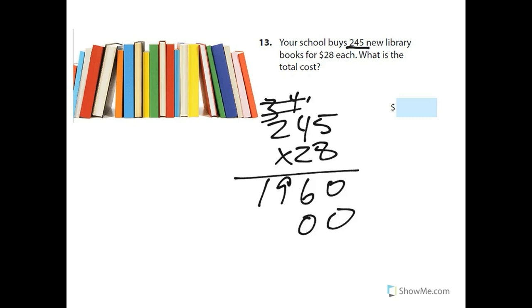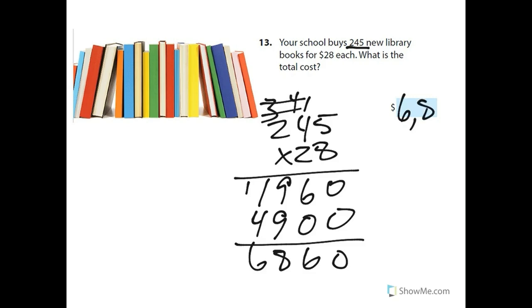2 times 5 is 10. Carry that 1. 2 times 4 is 8. 8 plus 1 is 9. 2 times 2 is 4, not 2, silly. So we get 0, 6, 18, and 6. $6,860. Well, alrighty, we are done.